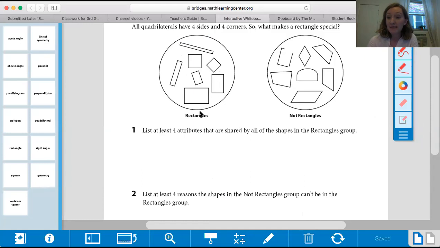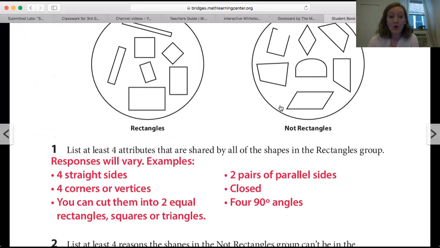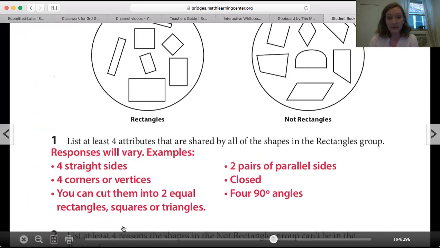If you need to pause the video, you can. I'm going to move on to give you the answer, okay? Here are some examples. You only need to write 4 of these. You don't have to write all of these red letters down, okay?